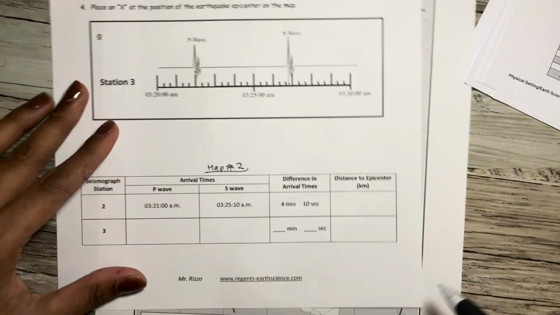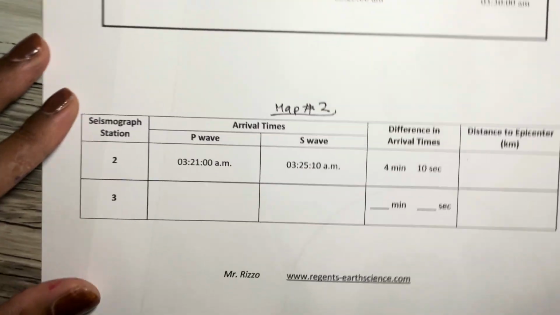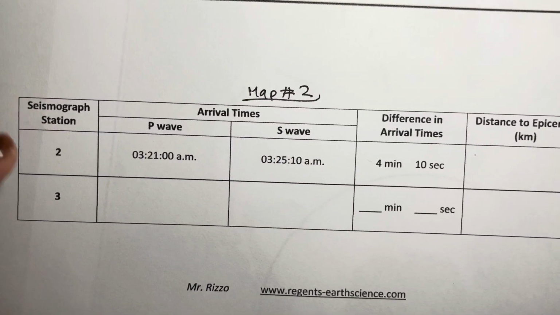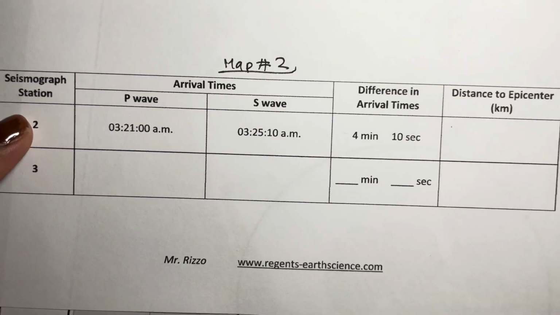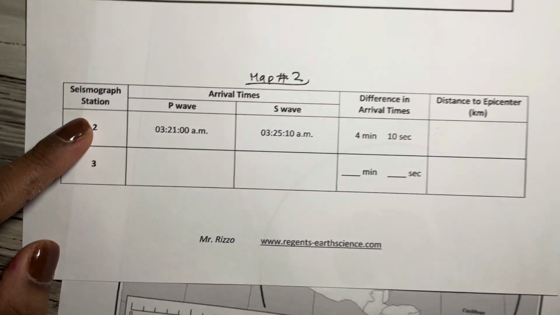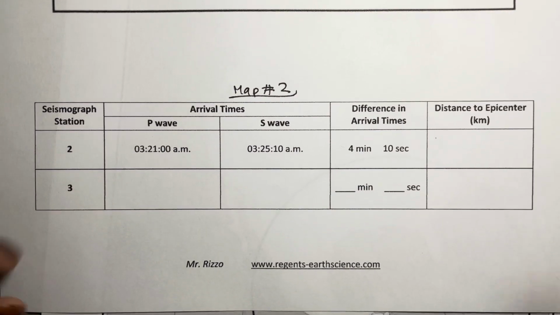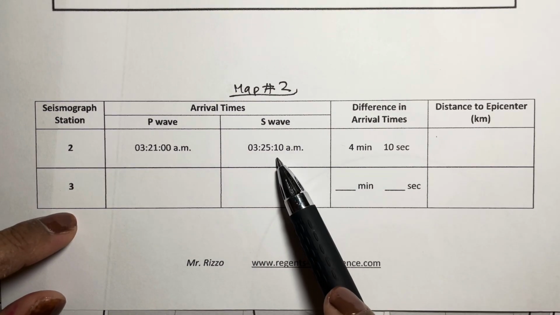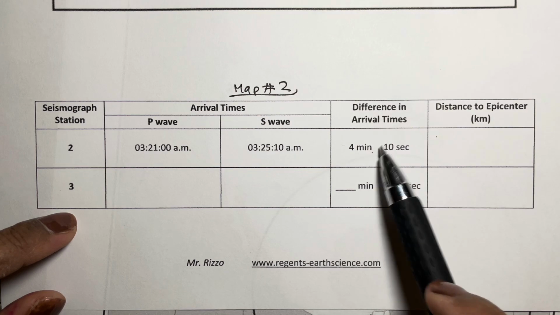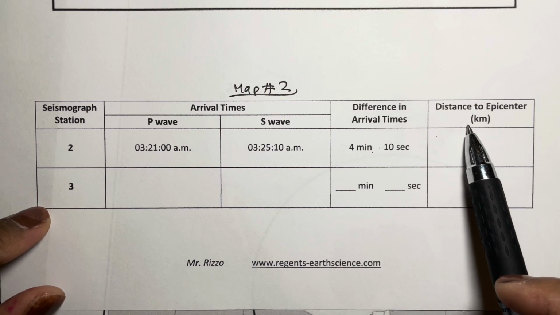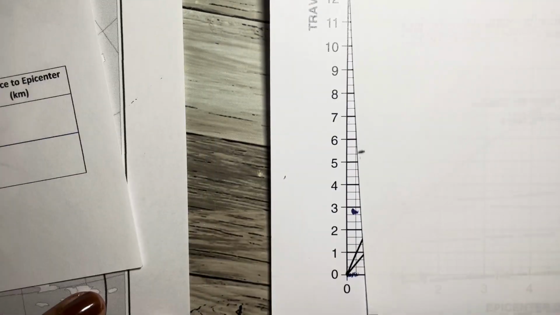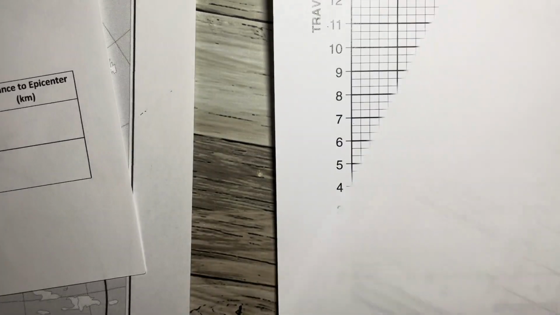Let's start with our data table, which looks like this, and we're going to start this video with calculating how far away the earthquake is for station 2. So I'm already given the P wave arrival time, the S wave arrival time. I'm given the time difference. I'm going to use this time difference to figure out how far away the earthquake is. And for that, I'm going to be needing my reference table and a piece of scrap paper.